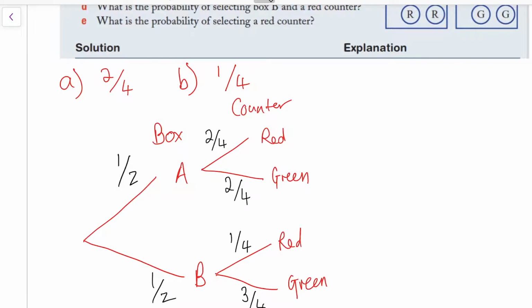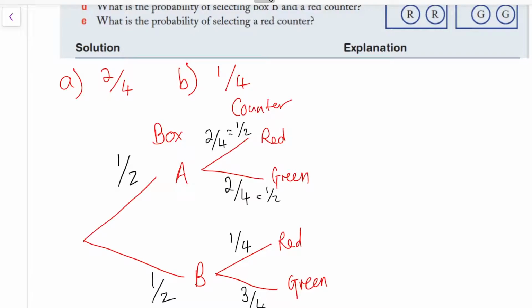Now, just to make your life a little bit easier when you are doing your probabilities, if you don't simplify, that's okay. You still get the right answer. But just to make your life a little bit easier, it's not a bad idea to think about just simplifying these just to make it a little bit easier.